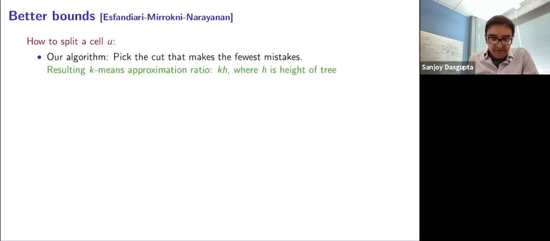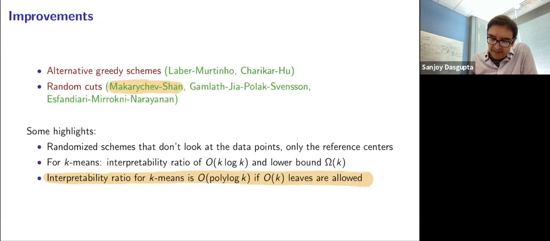So let me just give a brief sense of how some of this goes. As I said, there's a lot of overlap, but just by way of example, let's look at the paper by Esfandiari, Mirrokni, and Narayanan. What do they do? How do they get the interpretability ratio down to k log k instead of k squared?